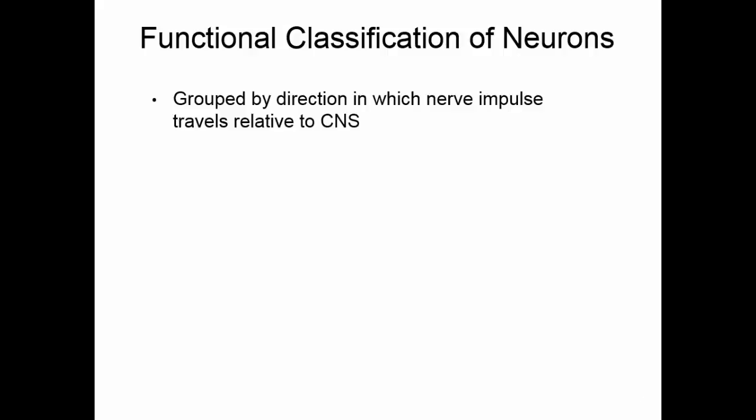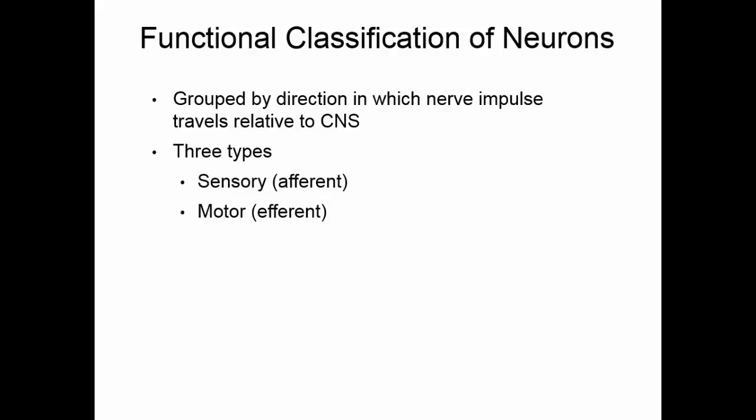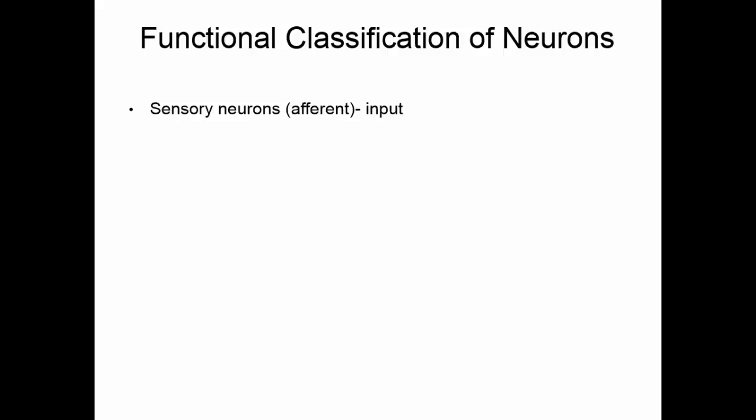The functional classification of neurons is based on the direction in which nerve impulses travel with relationship to the central nervous system. There are three types: sensory or afferent neurons, motor or efferent neurons, and interneurons. Sensory neurons are input neurons. They pick up information from sensory receptors and take that information toward the central nervous system.